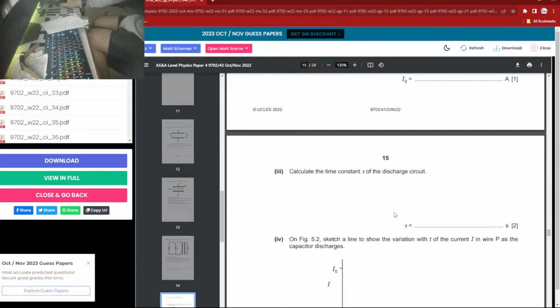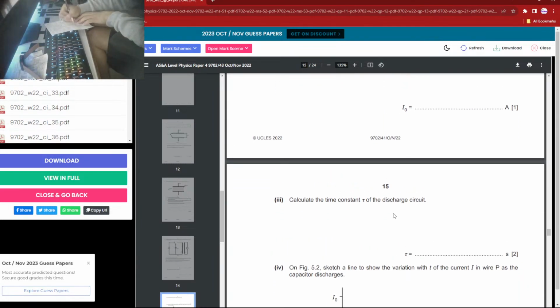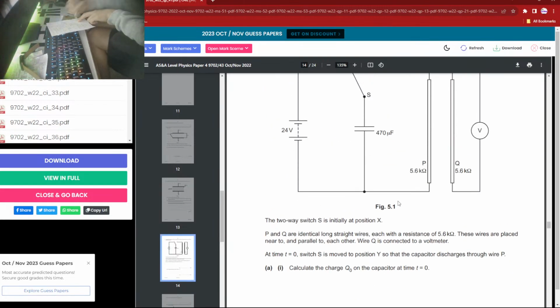Okay, next one, calculate the time constant. This one, you just have to remember the formula. T is equal to RC, which is equal to 5.6 times 10 to the power of 3 times the capacitance, 470 times 10 to the power of negative 6, which is equal to 2.6 seconds. Okay, next one.